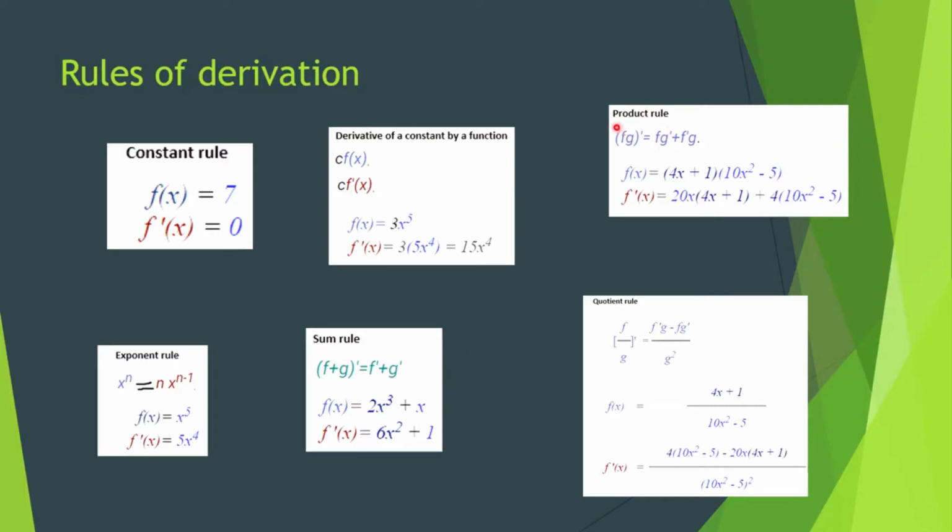We have the product rule, where we have two functions f and g, and we multiply the function f by the derived function g plus the derived function f multiplied by the function g. We have the quotient rule, where we have the derived function f times the function g minus the function f times the derived function g, over g squared.